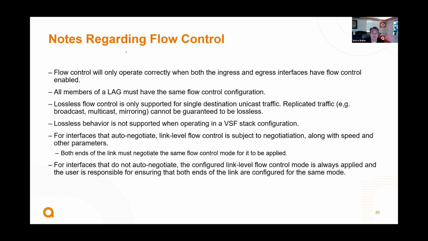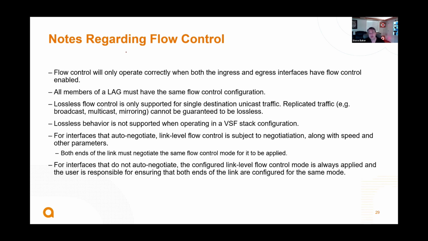Now, when we're talking about flow control, link level flow control is only going to operate correctly when both the ingress and the egress interfaces have that enabled. When we have a lag interface, all member ports of that lag need to have the same flow control configuration. And it's good to note that replicated traffic like broadcast, multicast, and mirroring cannot be guaranteed for lossless. So lossless traffic in these solutions is just for unicast traffic.